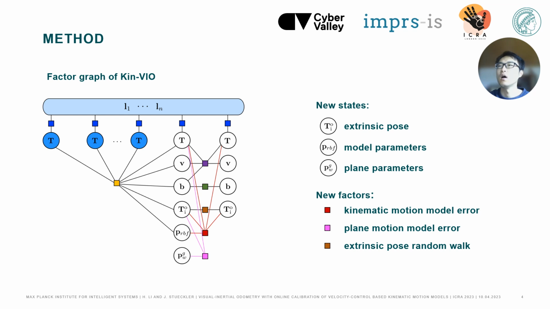The major contribution of our work is that we include a kinematic motion model that can provide additional constraint to the VIO. This model is in the robot base frame, and to include such a model, we need to introduce some new states, which are the extrinsic pose between robot base and camera frame, and also model parameters. And since our indoor robot moves on flat ground, we also add a plane model constraint and include the plane parameters. We also assume that the extrinsic pose can change over time, and we model it with a random walk noise.